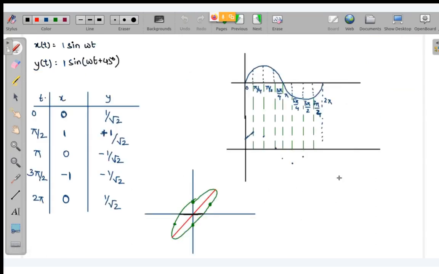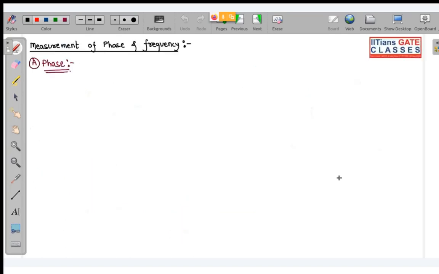So now you can see that we either get a circle, or an ellipse, or a straight line. When we have two sinusoids with equal voltage and frequency but a different phase shift, we obtain an ellipse or a straight line. Now how do we determine the phase? Let me draw one more diagram properly. Did you understand what is major axis, minor axis? At least tell me yes or no. Yes, sir.